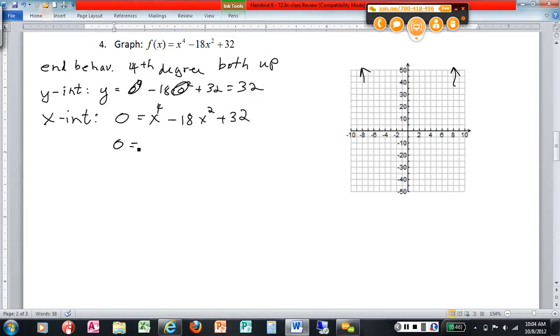Just go about factoring this, right? If I factor x to the 4th minus 18x squared plus 32, that's going to be two parentheses, x to the 4th, do your x squared and x squared. And then with 32 on the end, with minus 18 in the middle, that's 16 and 2, both negative. And so that, we can solve those, set those both equal to 0.